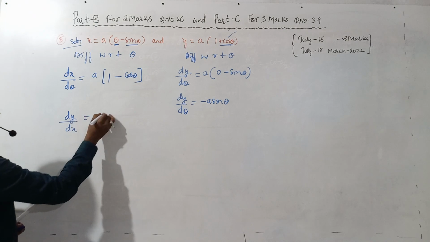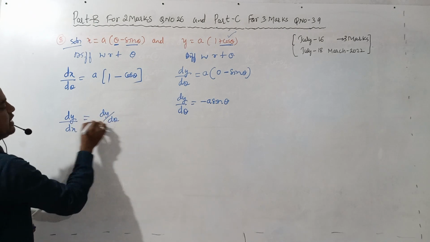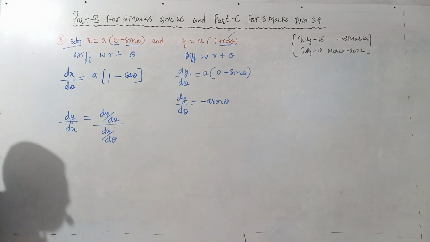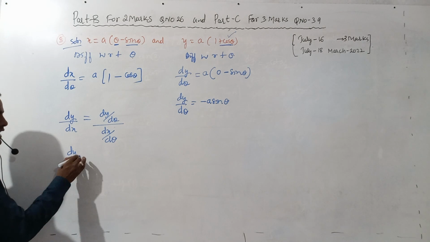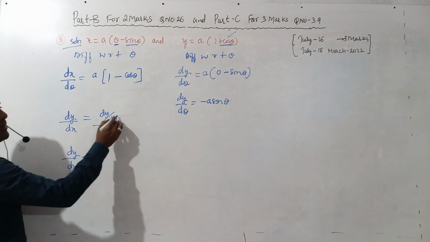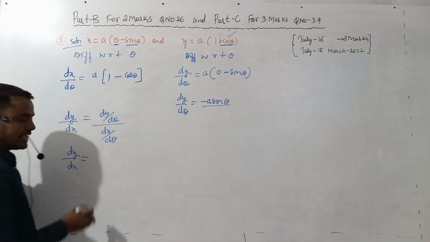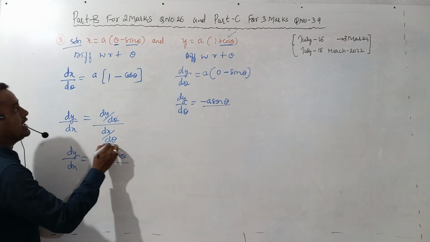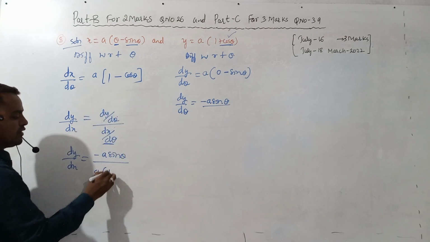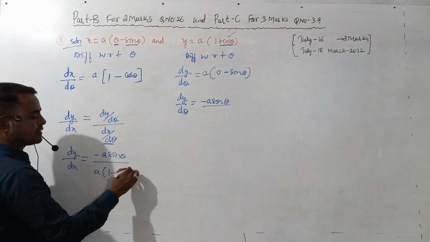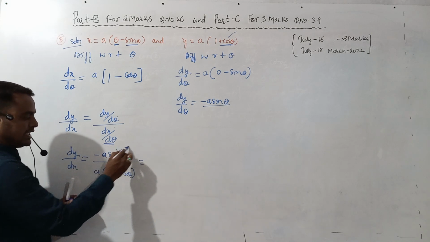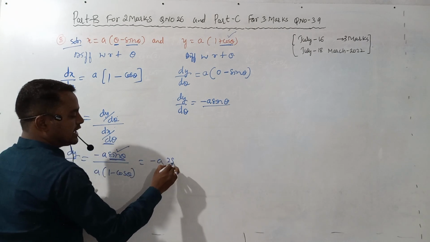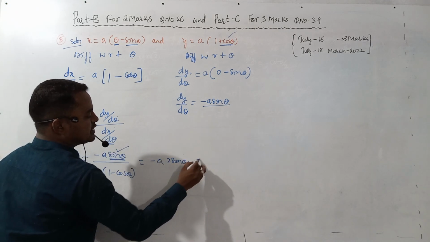Now dy by dx is equal to dy by d theta divided by dx by d theta. The value of dy by d theta is minus a sin theta, divided by dx by d theta, which is a into the bracket 1 minus cos theta. Keep a as it is, and sin theta can be written as 2 sin theta by 2 cos theta by 2.